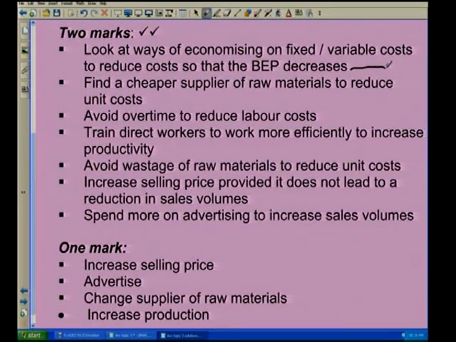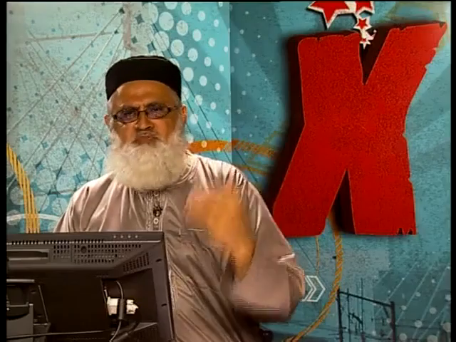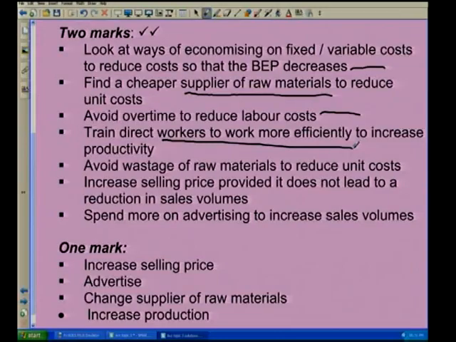Therefore, what advice? Look at ways of economizing on fixed or variable costs to reduce the cost so that the break-even point decreases. One possibility, find a cheaper supplier of raw materials to reduce your unit cost. Avoid overtime because it increases my cost. Train direct workers to work efficiently. Look at the possible responses here, guys. It's open-ended as long as your answer makes sense. Avoid wastage of raw materials to reduce a unit cost.